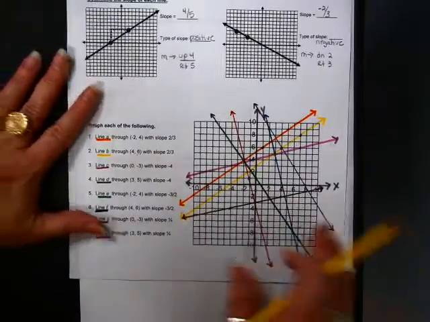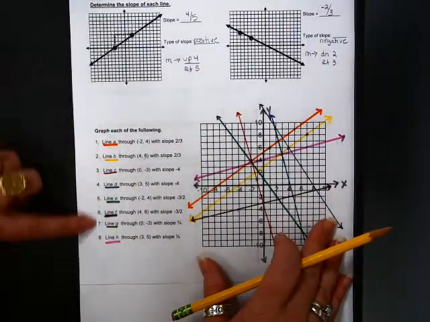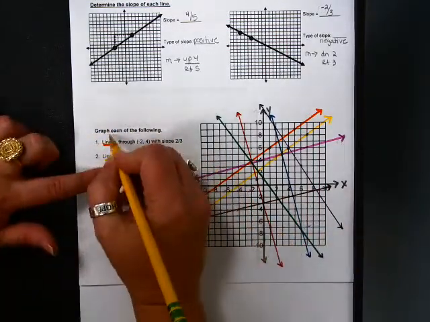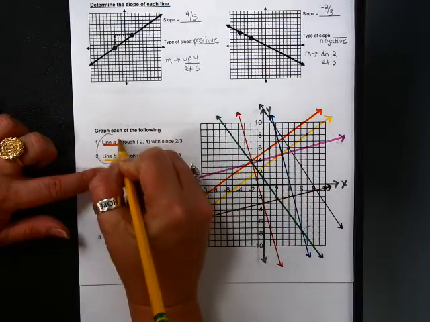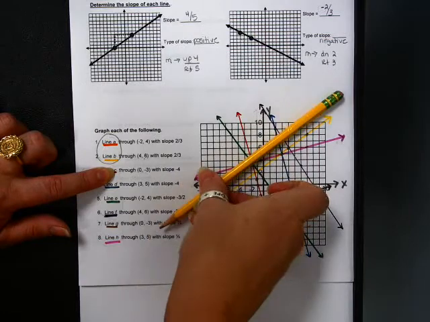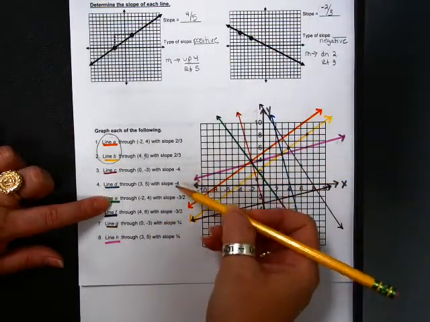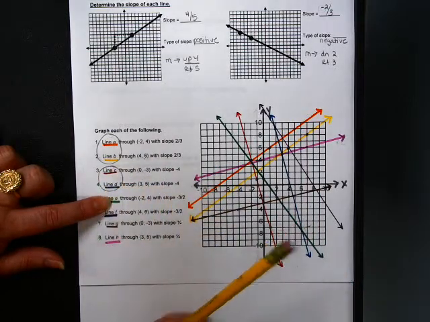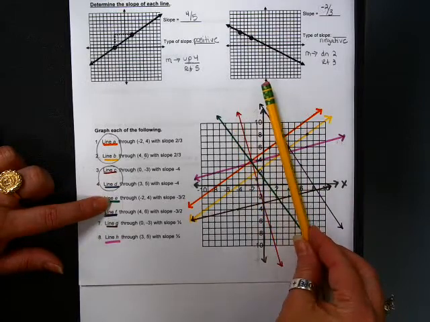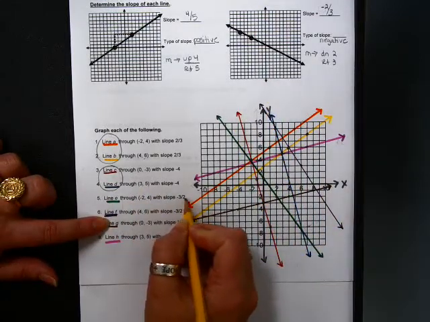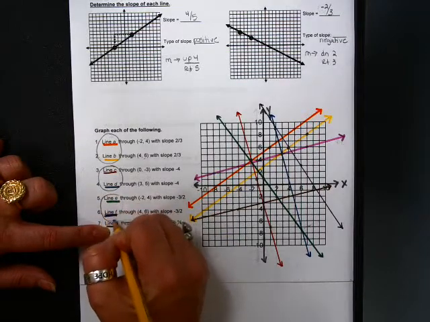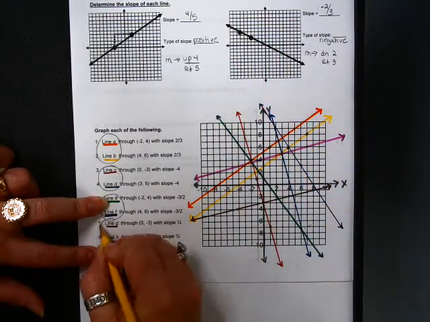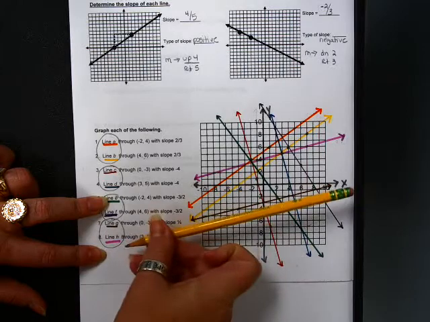So here, you need to look at your information that you were given. 2/3 and 2/3, those are the same slopes. So we need to compare the orange line and the yellow line. Here's the orange and here's the yellow. This is -4, -4, so we need to compare line C and D. -3/2 and -3/2. We need to compare line E and F. Here's E, here's F, and finally line G and H.